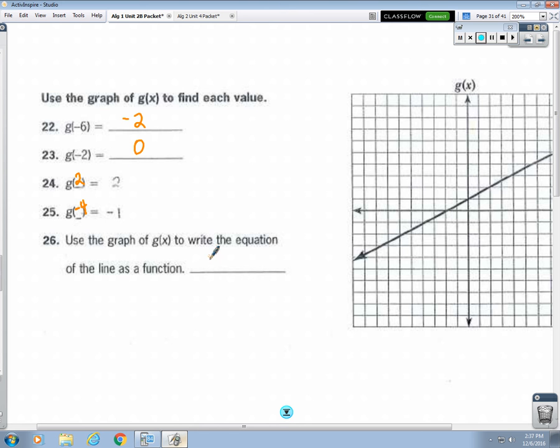And then use the graph of g of x to write the equation. g of x equals what? 1/2, because think about it. If you mark this point and this point, don't you have to rise 1, run 2, so 1 over 2? And then what's your y-intercept? Plus 1, because it's at positive 1. That's fine. Yeah, as long as you get 1/2, which is the same thing. You just didn't reduce it.